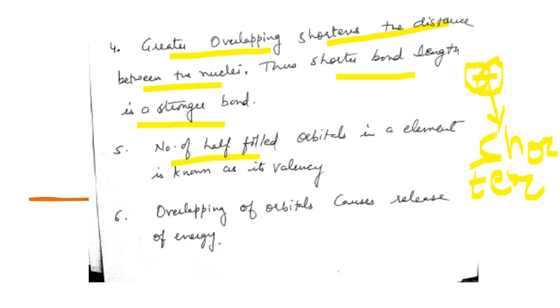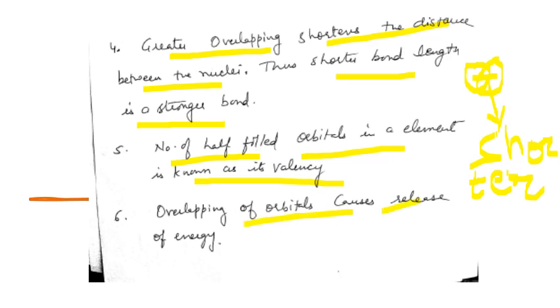The number of half-filled orbitals in an element is called its valency. So mainly the valence electrons participate in the bond formation, VBT says, and the rest of the electrons remain the same, their identity remains the same. The inner electrons in the atomic orbitals do not participate. Only the valence electrons participate in the bond formation.